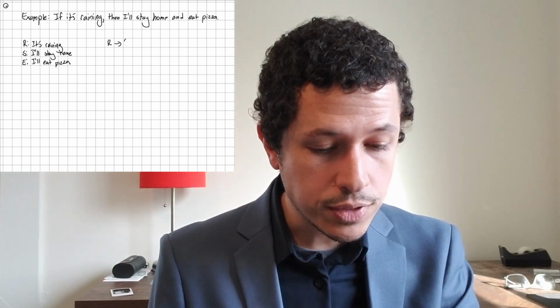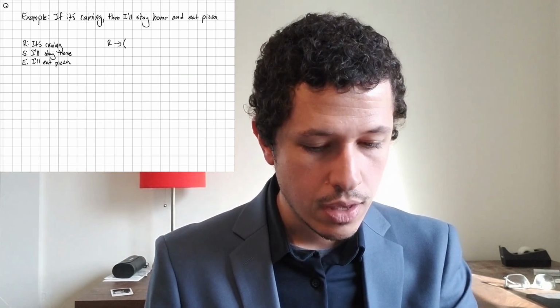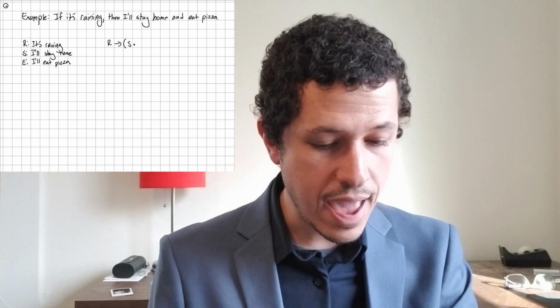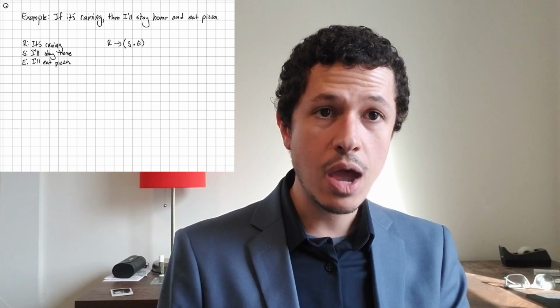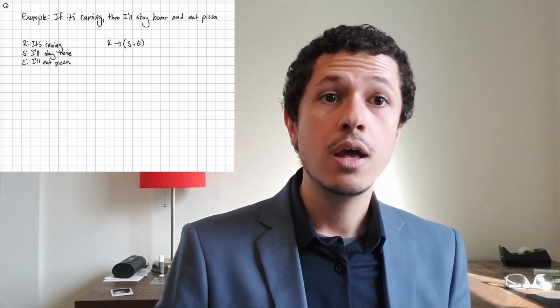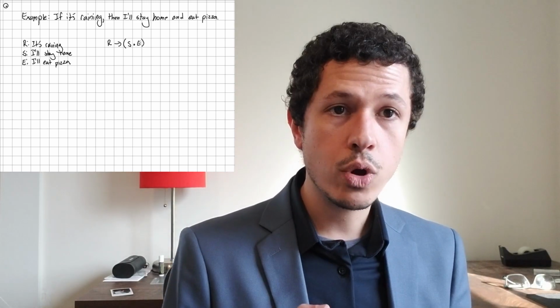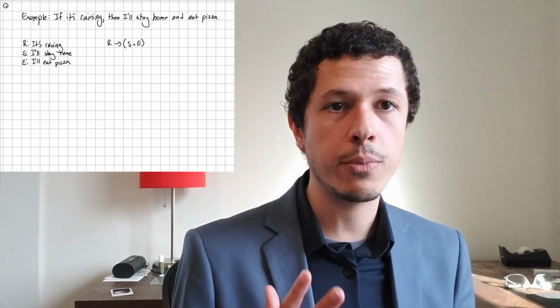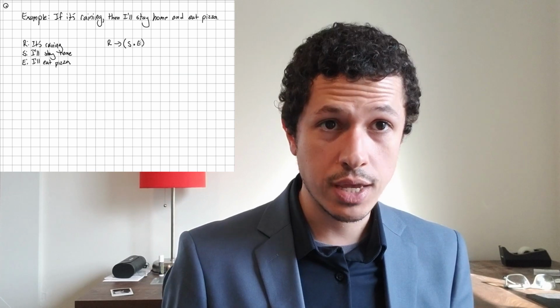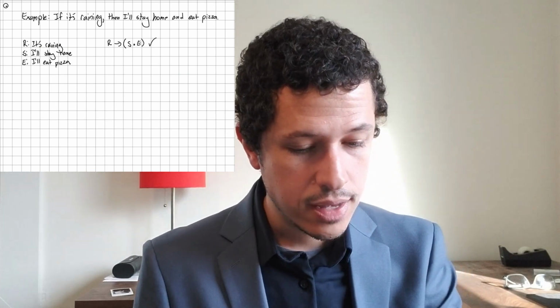So I'm going to use parentheses to group these together. I will stay home and I will eat pizza. So if it is raining, then I will stay home and I will eat pizza. The parentheses are located where they are because that is the fully accurate representation of this example sentence. This is correct.